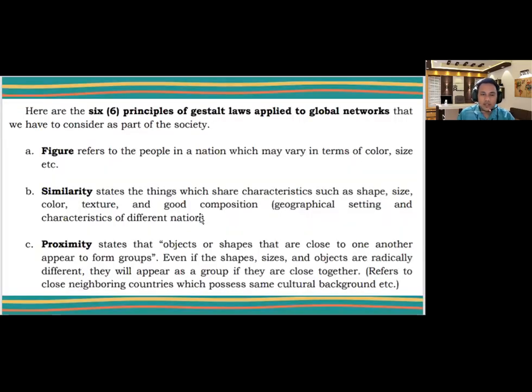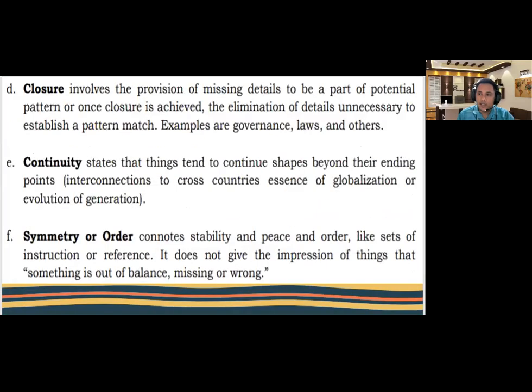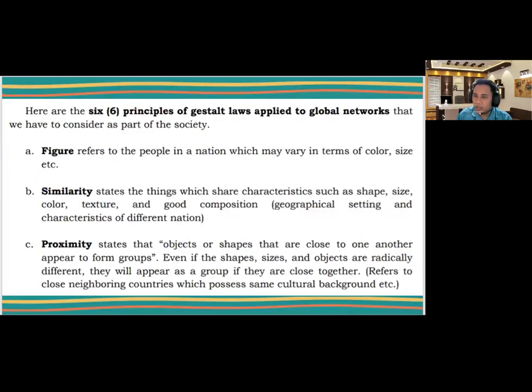Next, here are the 6 principles of Gestalt laws applied to global networks that we have to consider as part of the society. So meron tayo tinatawag na 6 principles ng Gestalt law. So ito yung tinatawag nating figure, similarity, proximity, closure, continuity, and symmetry or order. Pag sinabi natin figure, from the word itself, it refers to the people in a nation which may vary in terms of color, size, etc.